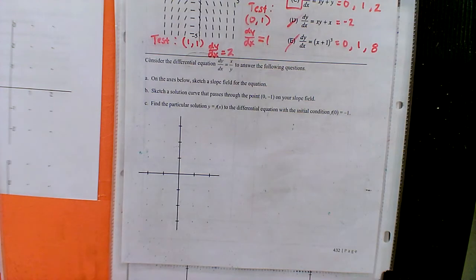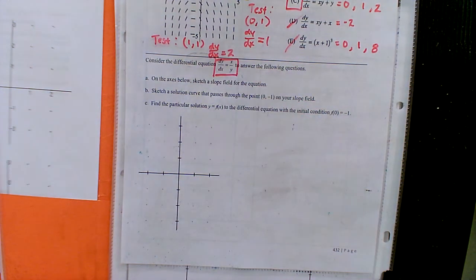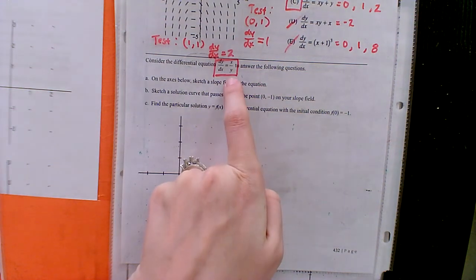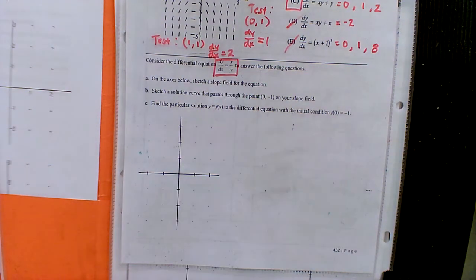Let's try a free response type question. All right, so we have the differential equation dy/dx = x over y. On the axis below, sketch a slope field for the equation. Now, what's a little different for this one is notice how the derivative is a fraction, and whenever y is 0, you're going to have an undefined slope, right? So on your slope field, you can't really graph a slope at that point if it's undefined.